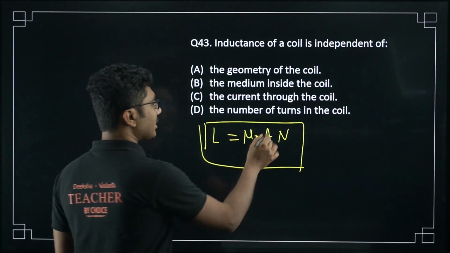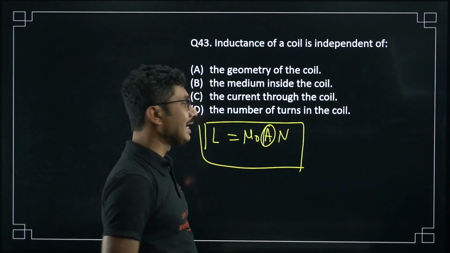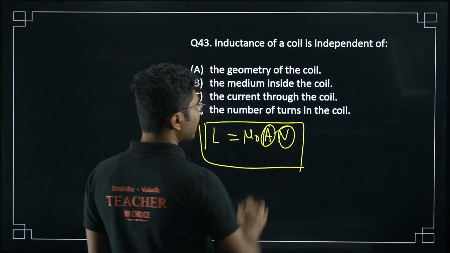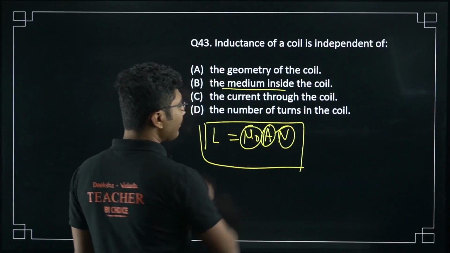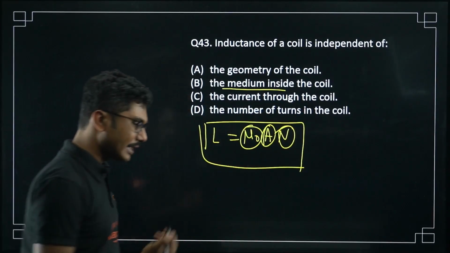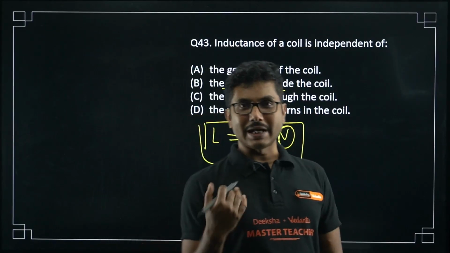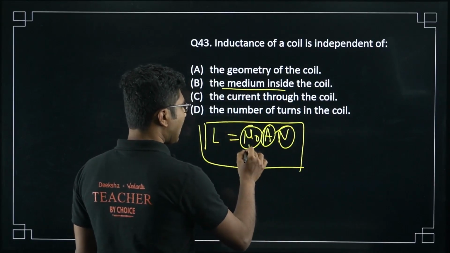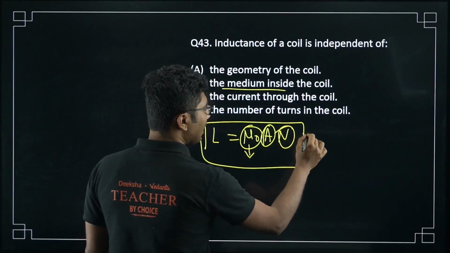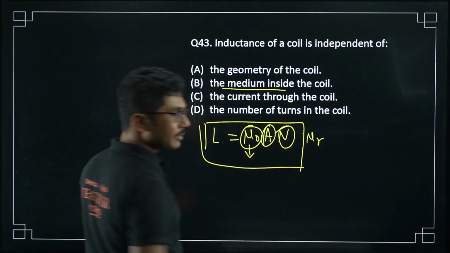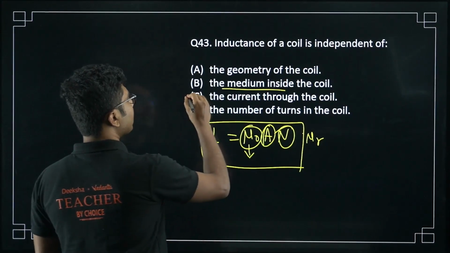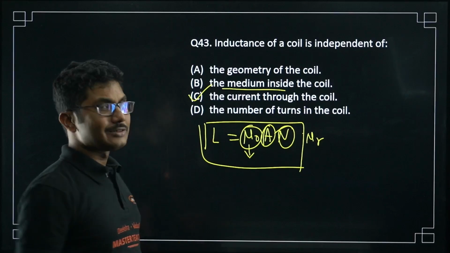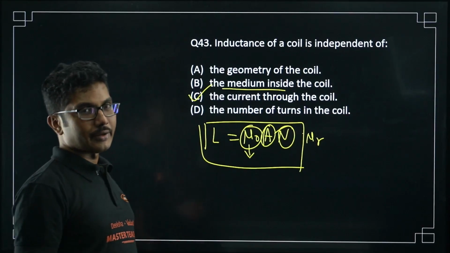It is dependent on the geometry, that is, on the area, and on the number of turns. Obviously, it is dependent on the medium inside. Mu naught applies when there is nothing inside; if you change something else inside it, you have to multiply with the term mu r, the relative permeability. So it is dependent on the medium inside, but it is independent of the current. So the inductance of a coil is independent of the current flowing through it.